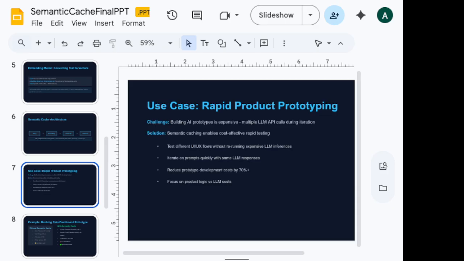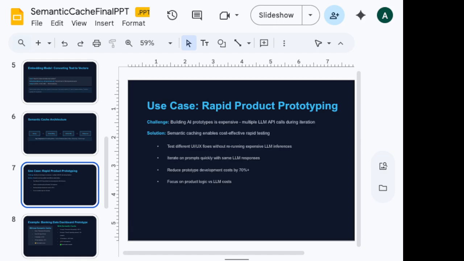So we take a use case here. Building AI prototypes is expensive because we can't afford to have multiple LLM API calls during multiple iterations. We want a workaround that can impersonate an LLM API call. The solution turns out to be a semantic cache, because that enables cost-effective rapid testing. Since we are testing in iterations, we need not have our query or prompt evaluated again and again through the API. The same thing can be done from the cache itself.